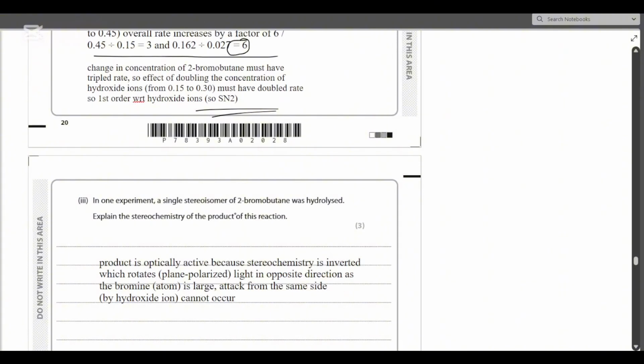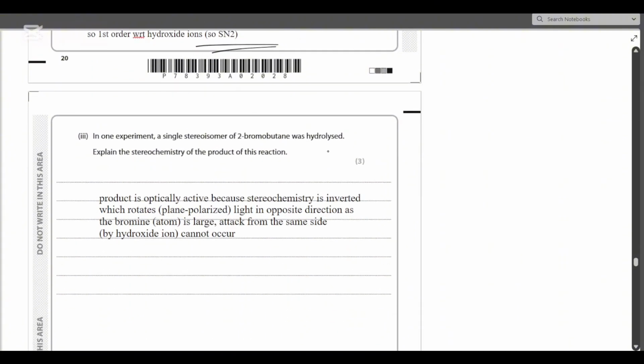Next, in one experiment a single stereoisomer of 2-bromobutane is hydrolyzed. Explain the stereochemistry of the product for this reaction. Now, when 2-bromobutane, we can see very clearly the structure. We can clearly see that this is an example of a chiral compound. So when it gets hydrolyzed, obviously the product is going to be optically active, because the chiral center is going to rotate the plane polarized light in the opposite direction, as the bromine atom is very large to attack.